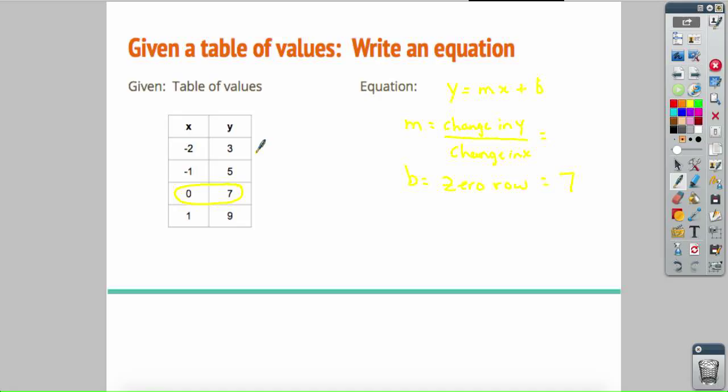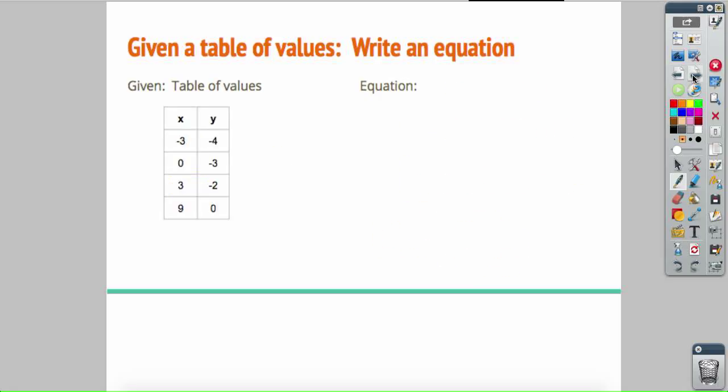Then I can look at how I get from one y value to the next, and that would be by adding 2. And how I get from one x value to the next is by adding 1. So for my change in y over my change in x, that's 2 over 1. And it looks like I have enough information to write my equation. So go ahead, try this one on your own. See if you can write the equation of the line. Go ahead and hit pause, and then when you're ready for your answer, hit play.